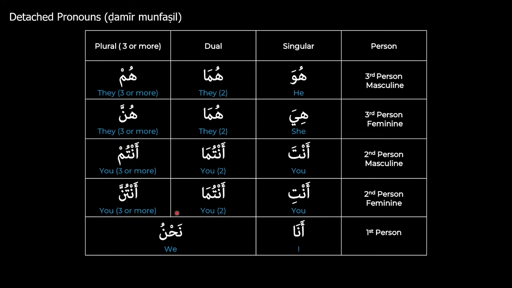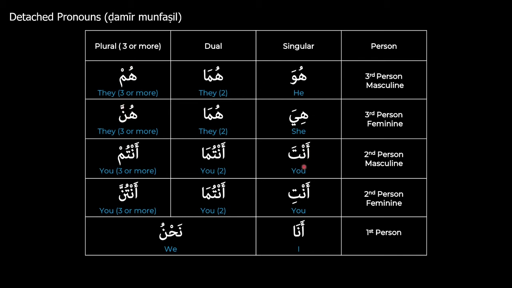So here's the chart of the detached pronouns, the damir munfasil, and let's go over it. So we have huwa, which is the third person masculine singular form, which means he. Then we have huma, which is the third person masculine dual form, which means they when you're referring to two people. And then we have hum, which is the third person masculine plural form, which means they when you're referring to three or more people. Then we have hiya, which is third person feminine singular, which means she, and then huma, third person feminine dual, which means they when you're referring to two people, and then hunna, which is third person feminine plural when you're referring to three or more people.